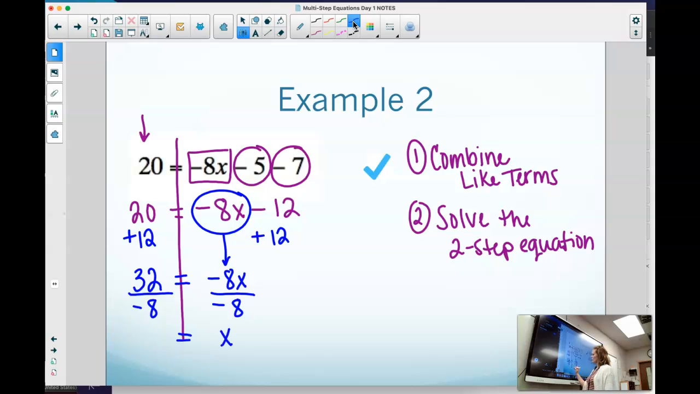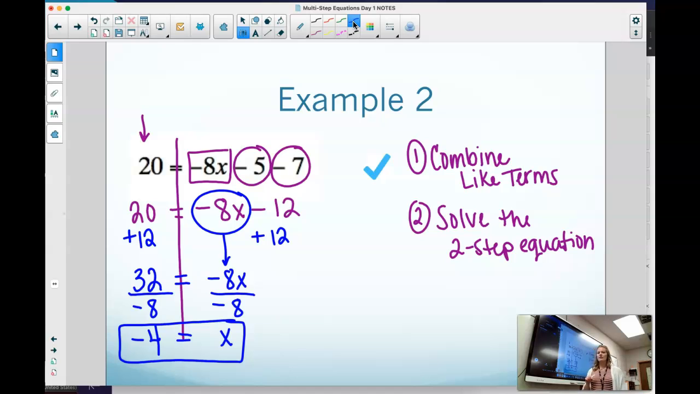So x equals negative 4. Again, if you need to pause the video right here, please pause the video, finish writing everything down, make it look exactly like I have it.